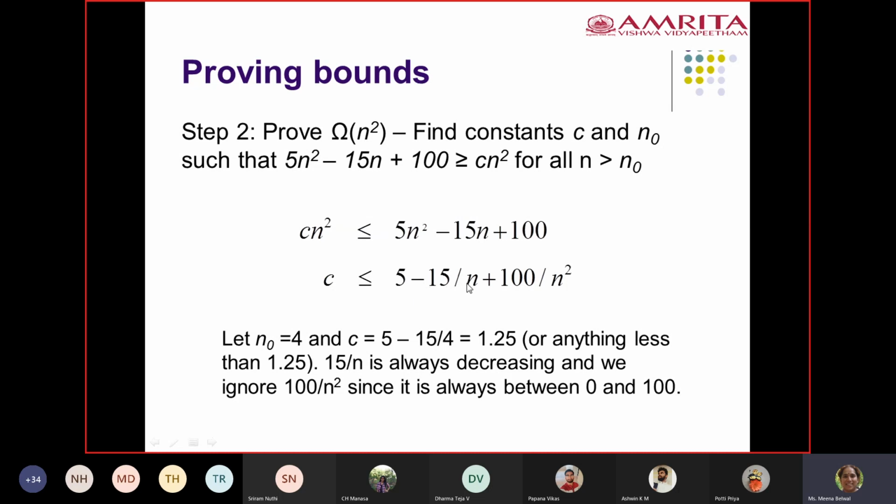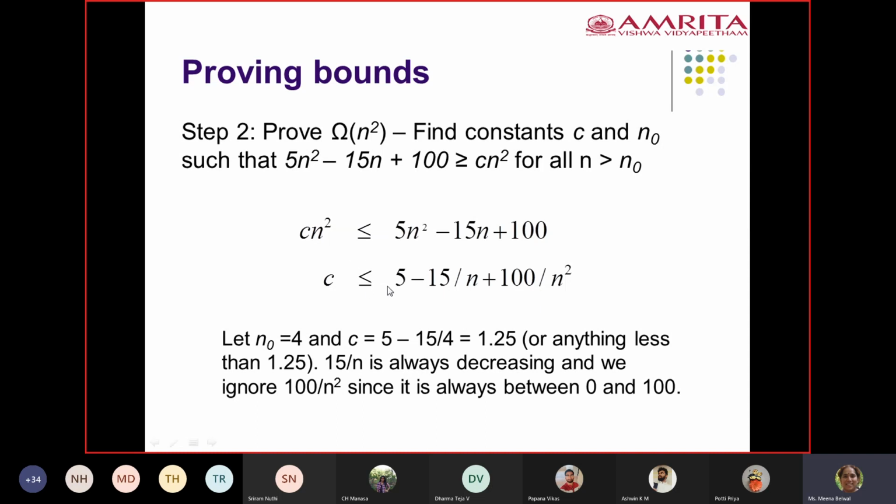5 minus 15 by 1. 15 by 1 is going to give me 15. 5 minus 15 is going to give me minus 10. Minus 10 plus 100 by this value, which is 1, plus 100. Minus 10 plus 100, that is going to be 90, right? So even if you keep n0 as 1, you are going to get this inequality satisfied.